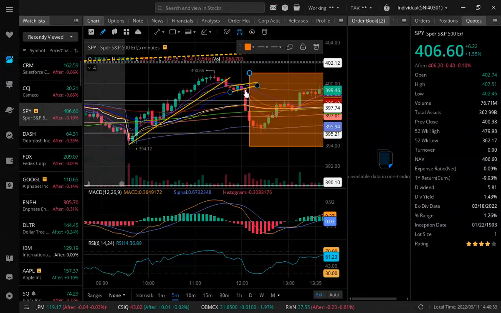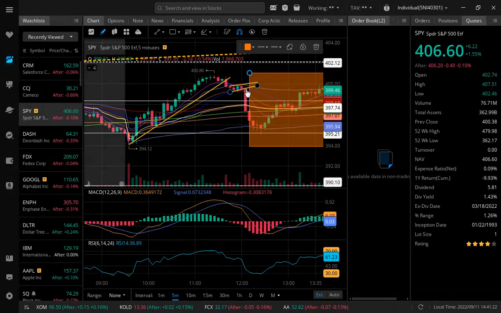Now we broke below that bear flag. That's number 2, as far as a put indicator. So our first put indicator was the break of this daily trend line, and our next put indicator was the breakout below this bear flag. So we got 2 calls, 2 puts.